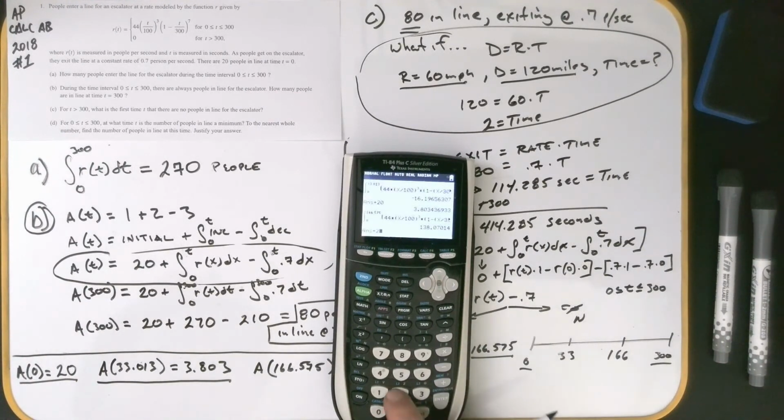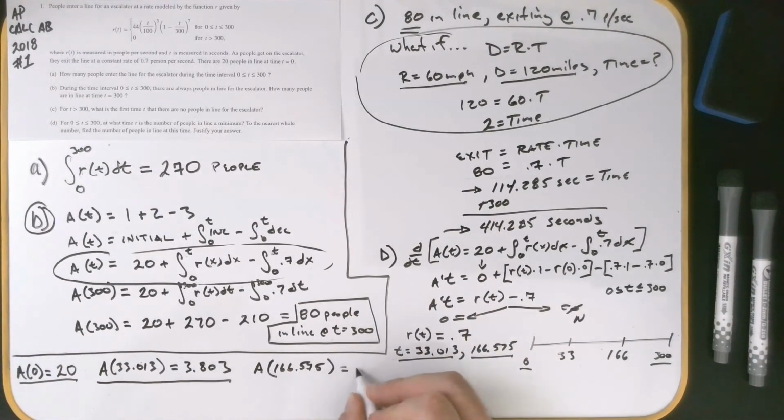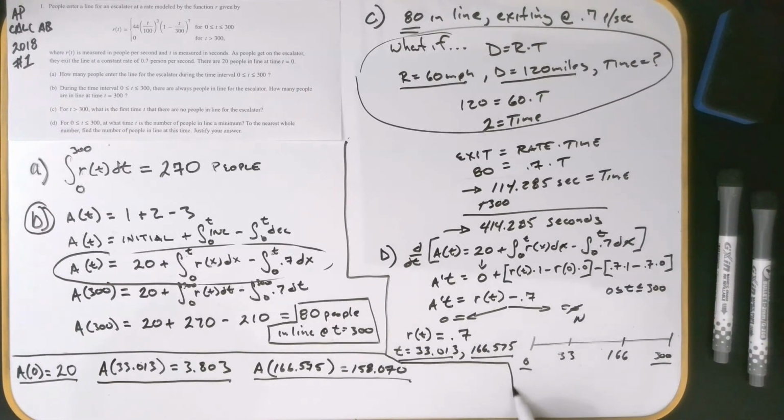138, and then we will add our plus 20 from our initial condition. It looks like we're getting 158.070. Okay, so we have that one, and then we have A of 300. But A of 300 we had already found from before, and that was 80. So try to keep my work straight here. I'm going to say A of 300 was equal to 80. So there's the four values that I needed to check all right there.